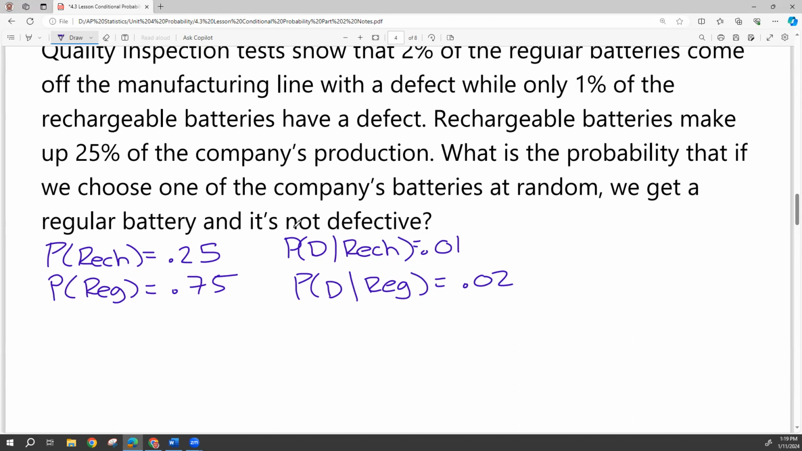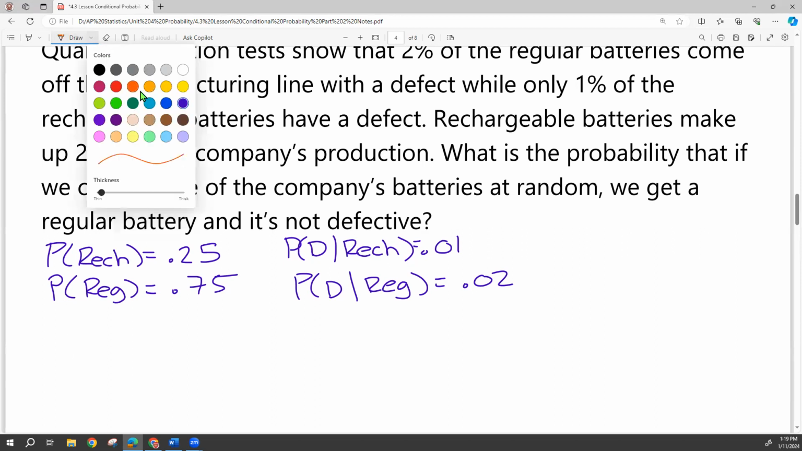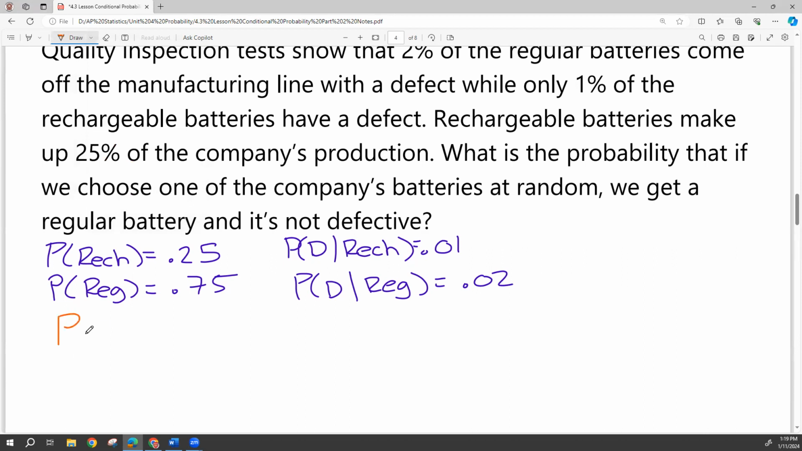And I'm going to do two different probabilities. I'm going to do the probability we get a regular battery and it's defective first. It's my lesson. I'm allowed to change it. So the probability that we have a regular battery and it's defective, we would first take the probability it's regular, and I should write REG because we have two R's. And then we're going to multiply it by that conditional probability that our battery is defective given we know it's a regular battery.